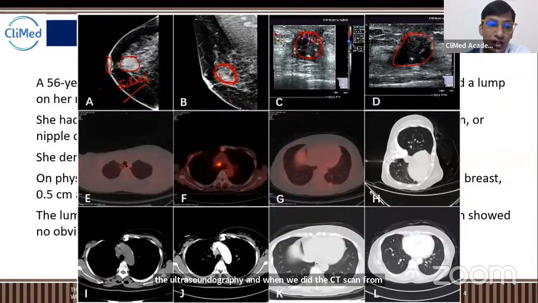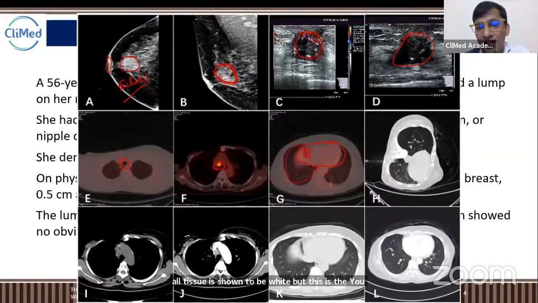And when we did the CT scan, from different views, vertical and horizontal cuts, you can see all the tissue is shown to be white, but this is a blackish area. All these two are the lungs. Here you can easily identify the lungs, and this area is the tumor. And in another CT image, you can see the right side of the chest here.